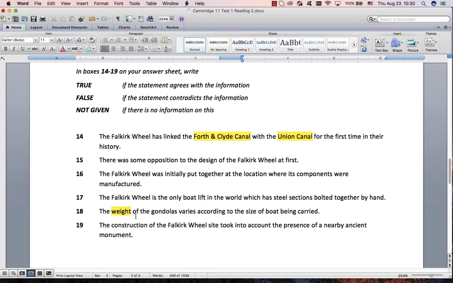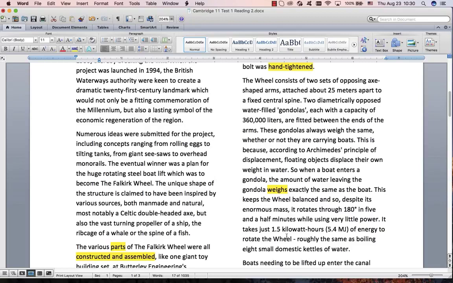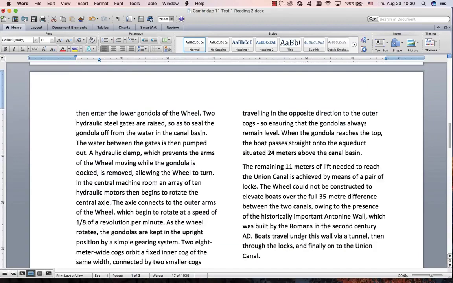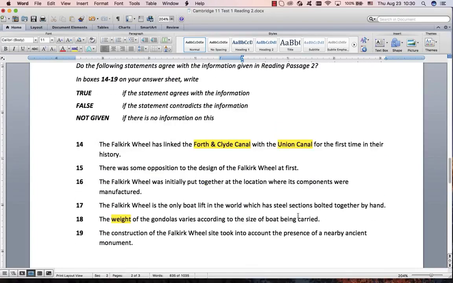Okay. And then this one, it's got to be somewhere after weight, and it's a big problem. I don't see it anywhere there. And what IELTS has done, very nasty, is they've gone all the way down to this paragraph over here.